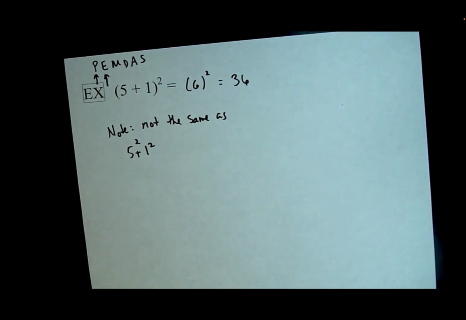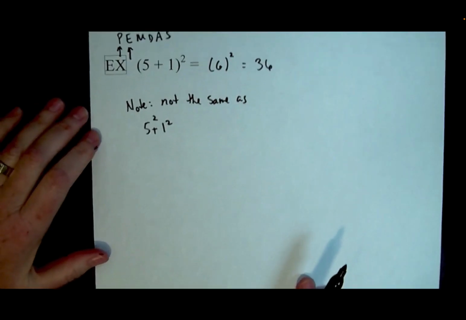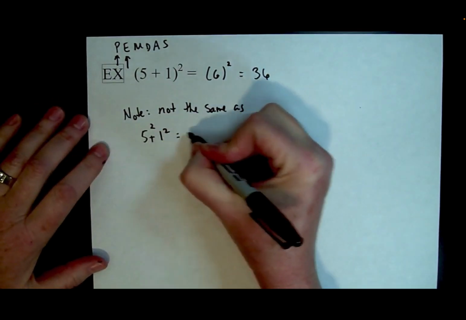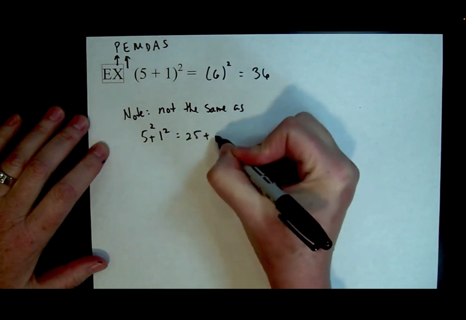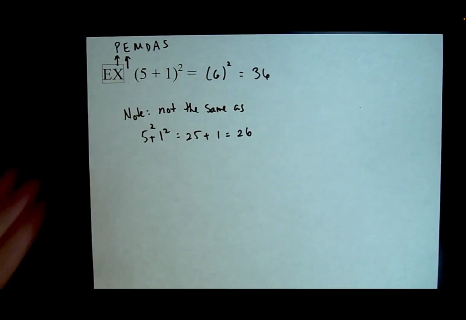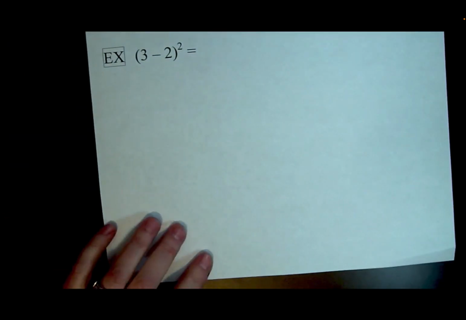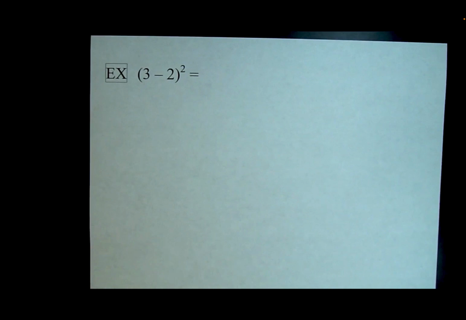And let's go ahead and see that you really do not get the same answer. It's not just that we don't have a rule, it's that it just doesn't work. So 5 squared would be 25, 1 squared would be 1, and you get 26, which is certainly not the same thing as 36. And then one example, same idea, but use it with a subtraction in there.